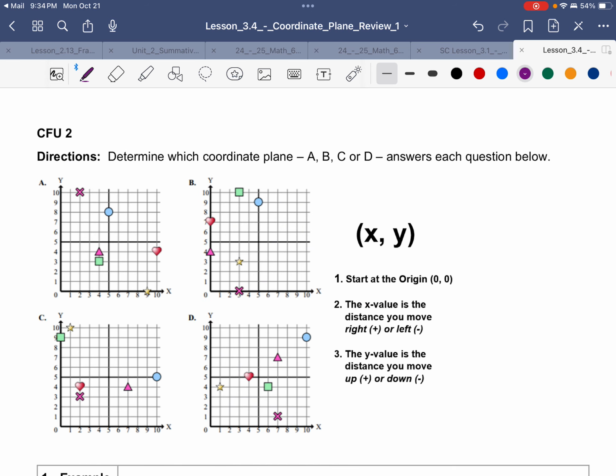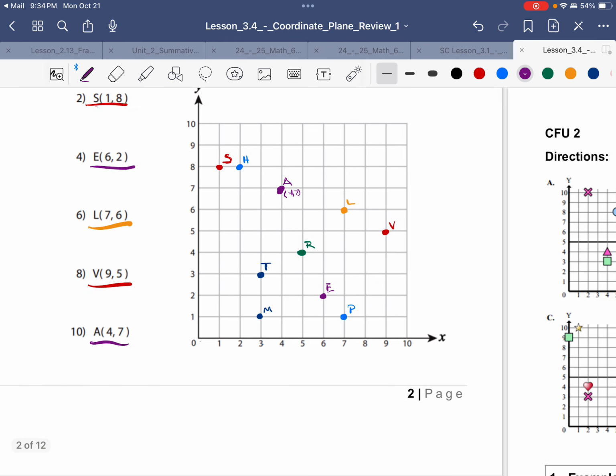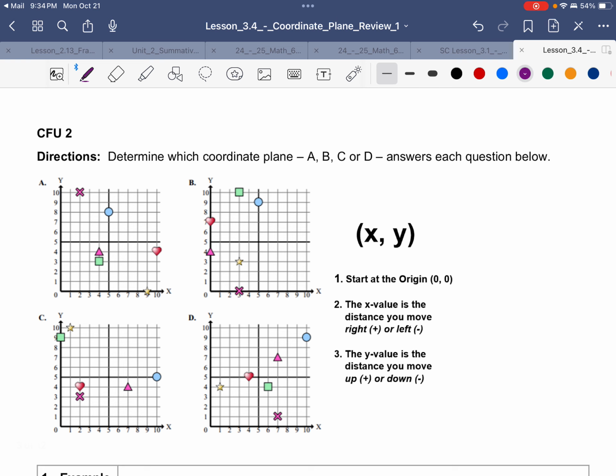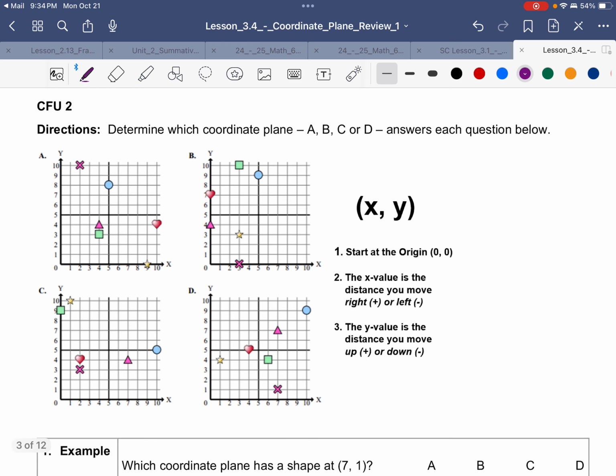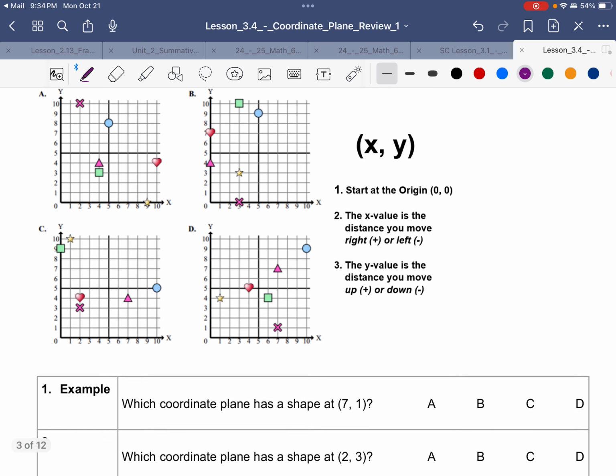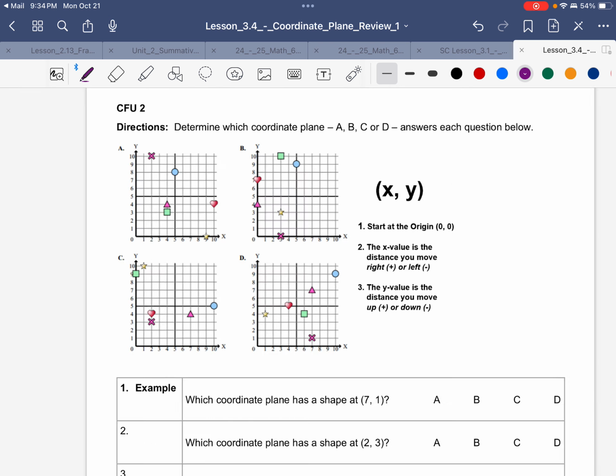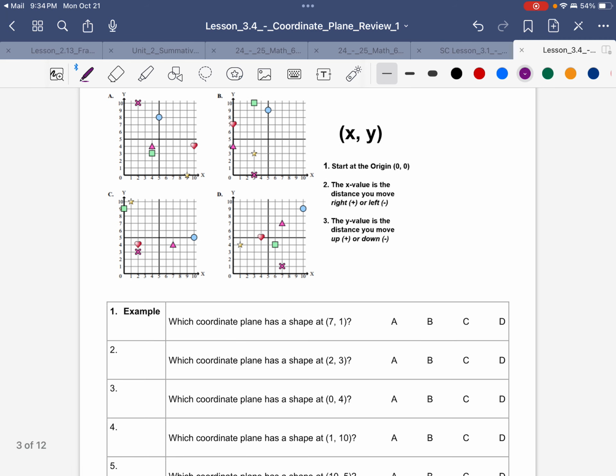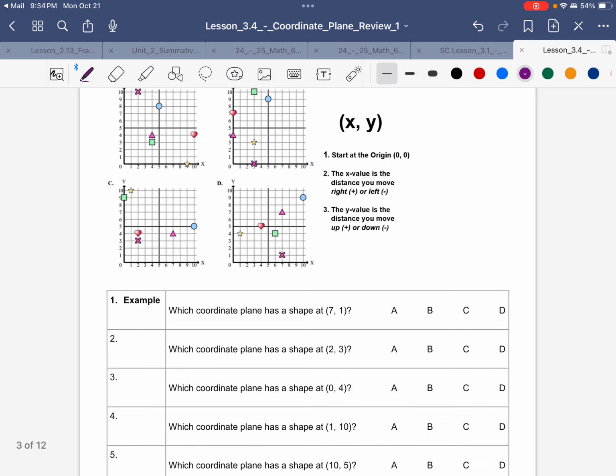All right, CFU 2. I didn't skip anything, did I? No. Okay, determine which coordinate plane A, B, C, or D answers each question below. So we have our XY, we start at the origin, 0, 0. The X value is the distance you move left to right. Got it. Now we'll zoom out just a tad so we can see our questions. How many questions? We got 5, all right, cool. So, first, which coordinate plane has a shape at 7, 1?